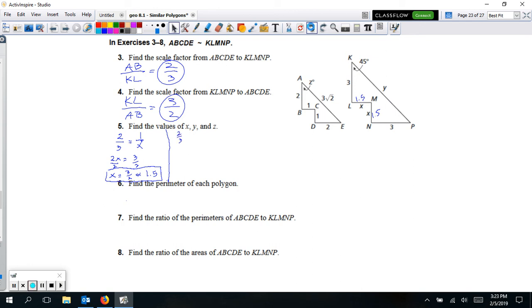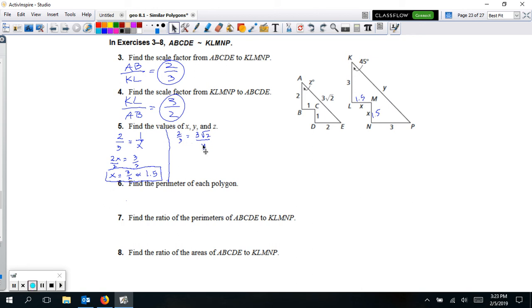Doesn't matter which one you choose, which direction you choose. So 2/3, that's the scale factor. And we're going to go from the smaller one, that's the 3 square root of 2 on the top, y will be on the bottom. So it's going to equal 3 square root of 2 over y.